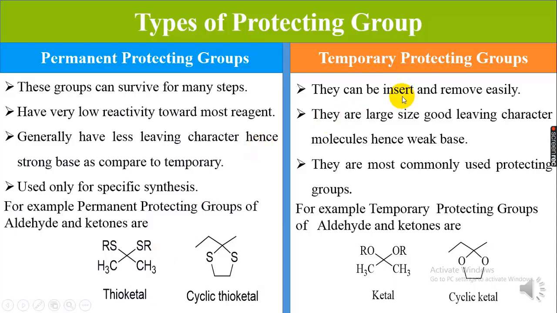And temporary protecting groups are large in size and hence weak bases. They are most commonly used in protecting groups, and the temporary protecting groups used for carbonyl are ketal and cyclic ketal. They are easily removed and easily attached because they are weak in nature and large in size.